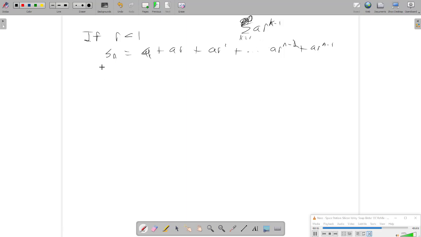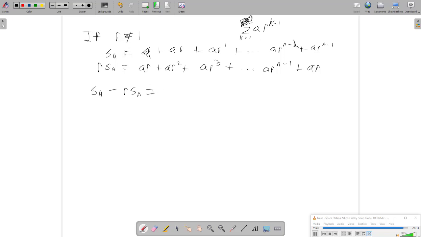So S sub n would be that. Now let's look at what r times S sub n will be. Just bear with me. So that would be ar plus ar squared plus ar cubed plus ... ar to the n minus 1 plus ar to the n. Basically, increase the power of r in every term. Now let's subtract those. So let's look at S sub n minus r times S sub n.